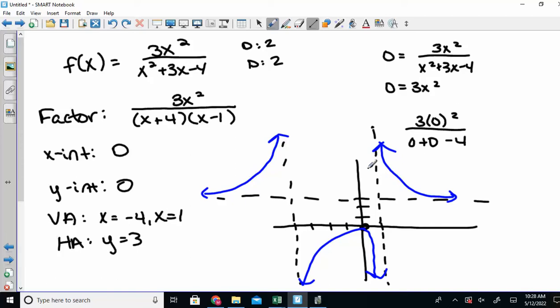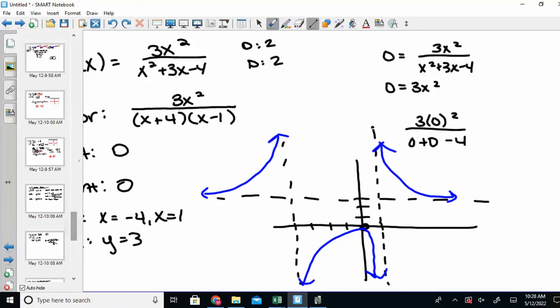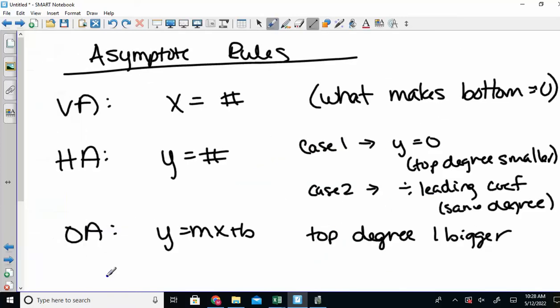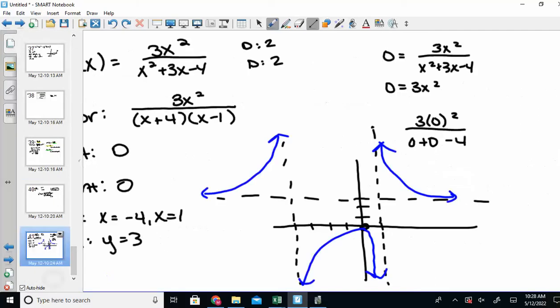How do you find that horizontal asymptote? Remember we had all of these rules I wrote out earlier. If the top degree is smaller, it's automatically y equals 0. If it's the same degree, you divide the leading coefficients. That's what we did here. It was 3x squared over 1x squared, so 3 divided by 1. Okay. Other questions?